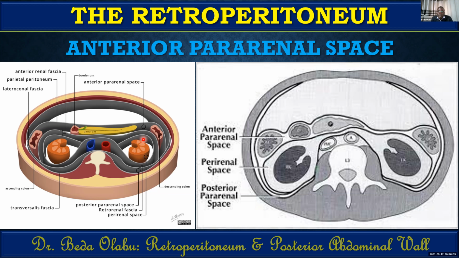Don't confuse the spaces with the fascia. Let's try figuring out the boundaries of the anterior pararenal space from this image. So this layer here is the posterior layer of the Peritoneum, or the posterior part of the Peritoneum. And that forms the anterior boundary of the Retroperitoneum.